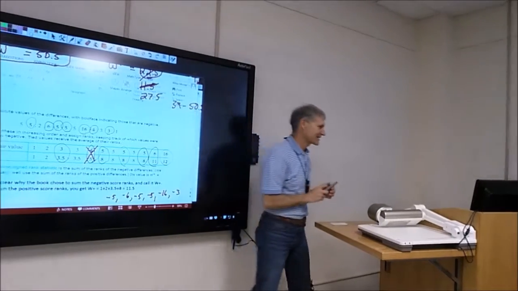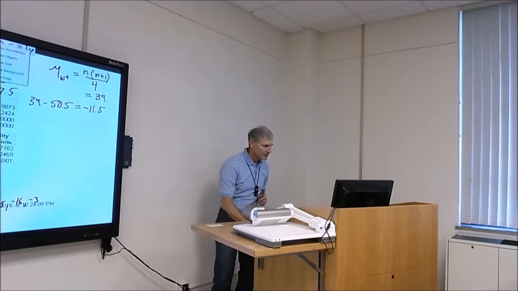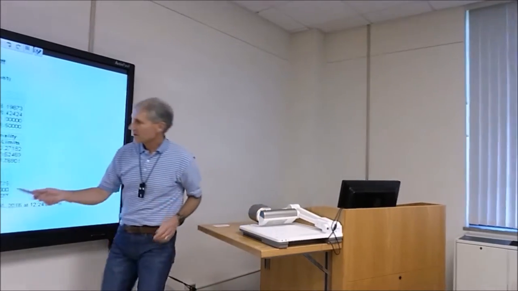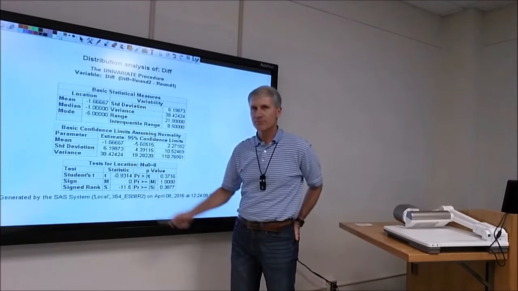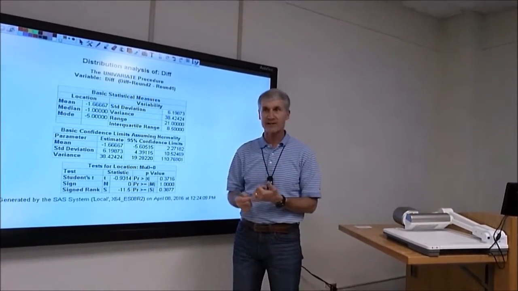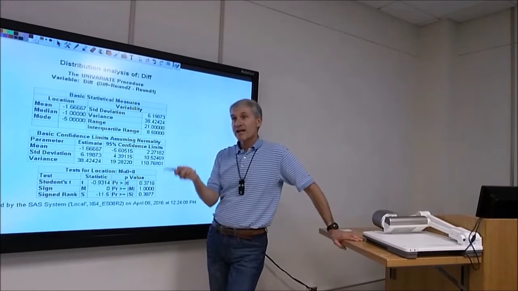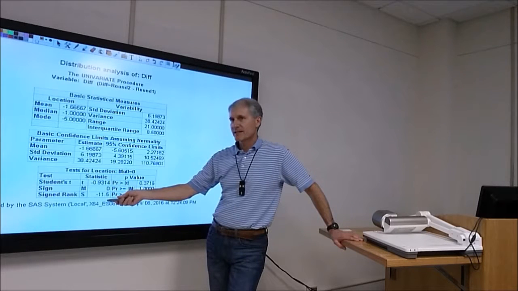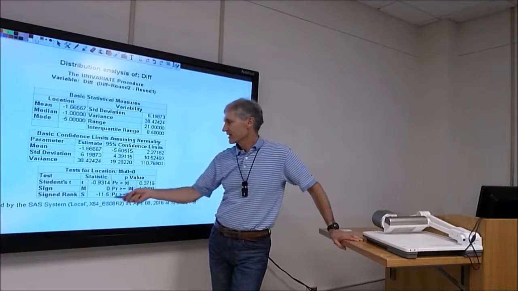Okay. Now, let's go back to the SAS output. Here is the signed rank test, right? The signed rank test says that the test statistic is negative 11.5. Now we got a W plus and a W minus, and neither one of them was negative 11.5. So what is SAS doing? We got a 27.5 and a 50.5. But if you subtract the 39, right? So when SAS is forming the test statistic, they're taking 27.5 minus 39, to get a negative 11.5.